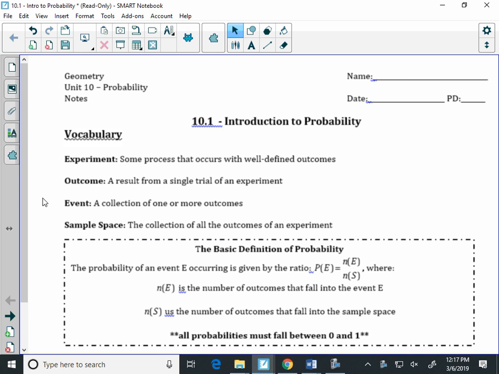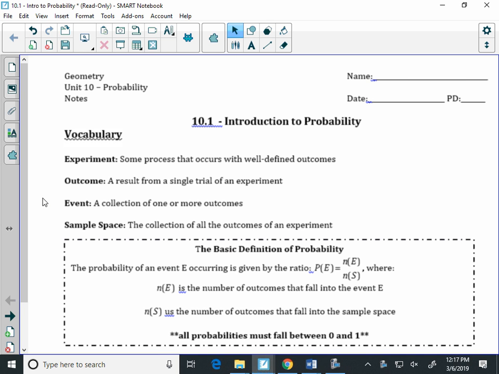So, let's just go back. Our experiment is flipping a coin. Okay? And the outcome is landing on heads. That's what happens when we flip the coin. It's a result. An event is a collection of one or more outcomes.